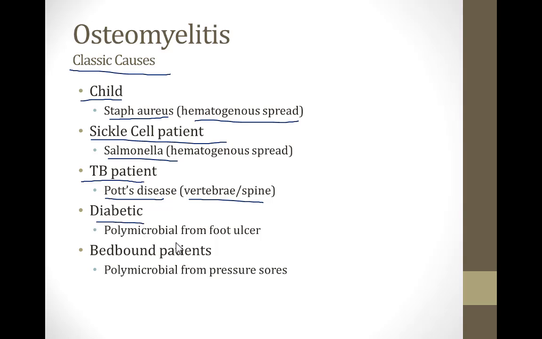Diabetic patients often get polymicrobial infection from foot ulcers, so they have neuropathy and they can't sense their foot, and therefore they get an injury to their foot and they get a foot ulcer, and this introduces bacteria into the soft tissues and it can spread to the bones. So one of the most feared complications of diabetes is to get osteomyelitis in the foot and potentially go on to require amputation. And then, as I mentioned in the last slide, patients who are bedbound often get pressure sores. It's usually on their back or on their rear end, and they get breakdown in the skin, and then bacteria can get introduced into the soft tissue and ultimately into the bones.